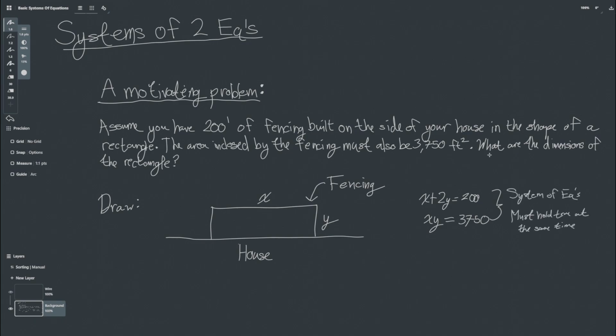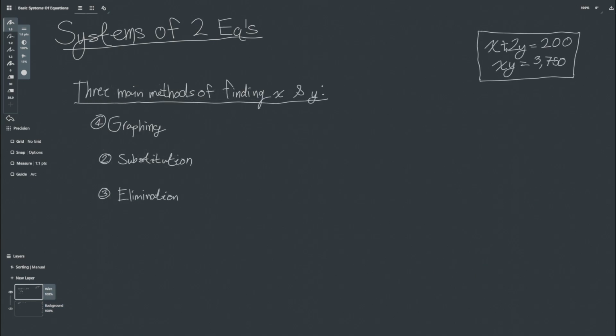Now our question here at the end of this written problem is what are the dimensions of the rectangle? So basically what we're asking is what does x equal and what does y equal? So we're given these two equations and they must hold at the same time, and we're going to try and find what x and y must equal so that these are both true. Now that we have our system of two equations, there are 3 main methods of finding x and y. The first one is graphing, the second is substitution, and the third is elimination, and I'm going to go over them in that order.